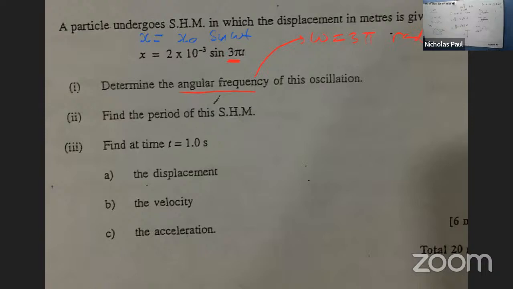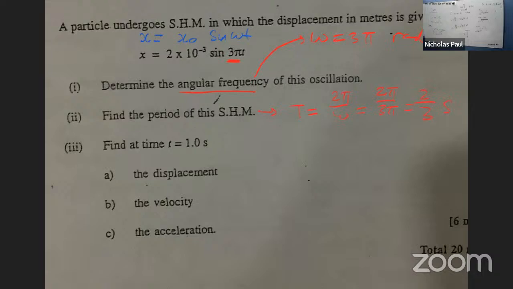How are we going to get the period now, Shivish? Period is what? Go ahead, you have omega. The period is 2 pi over omega. So that's 2 pi over 3 pi, which is 2 seconds.